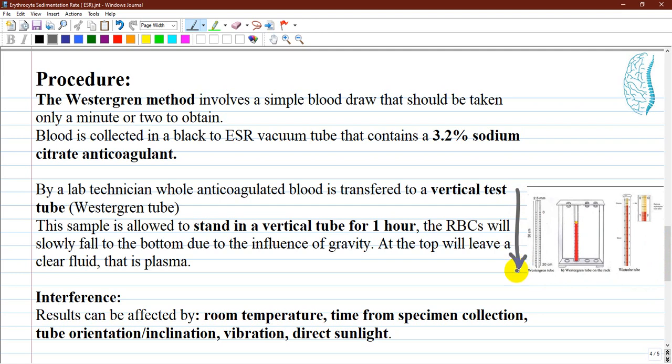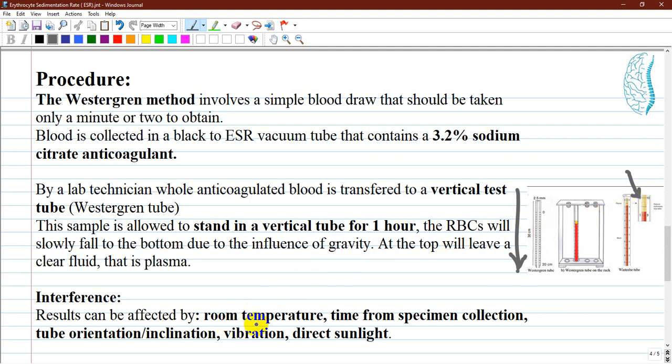This will leave a clear straw-colored fluid at the top of the tube. This clear fluid is called plasma, the portion of blood that remains after the red blood cells and other cellular components have settled to the bottom of the tube. So the test result will depend on the amount of plasma at the top of the tube, which will be measured after 1 hour.